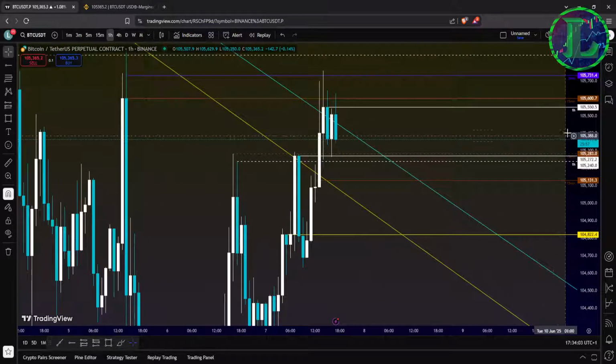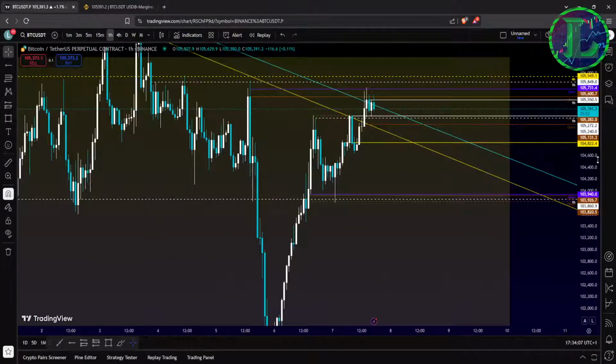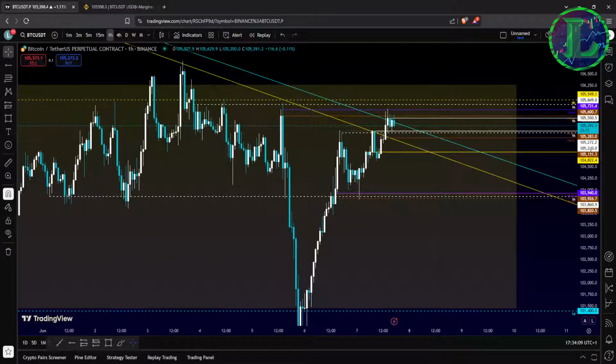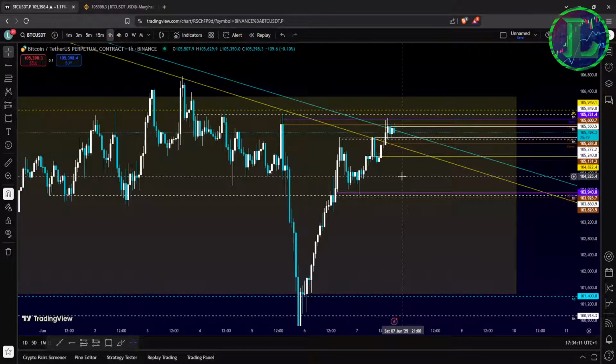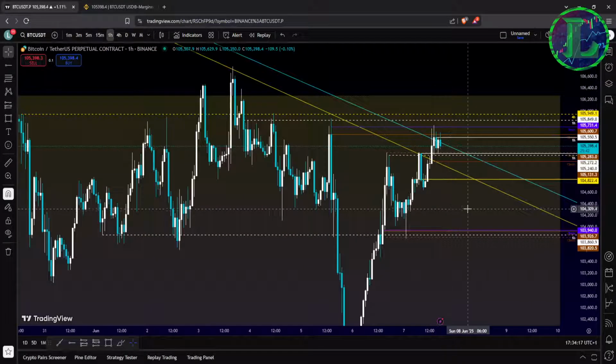Okay, so this is what I think might happen for Bitcoin in the next few hours, or maybe tomorrow on Sunday. On the weekend, Sunday is probably not the best volatility day, but everything can happen with Bitcoin.